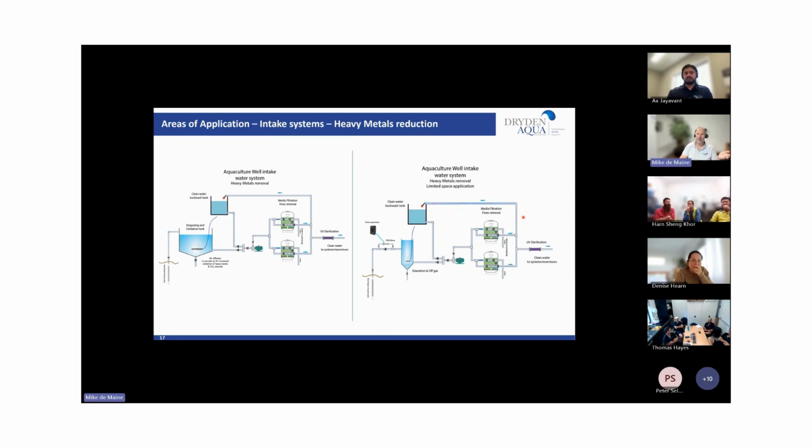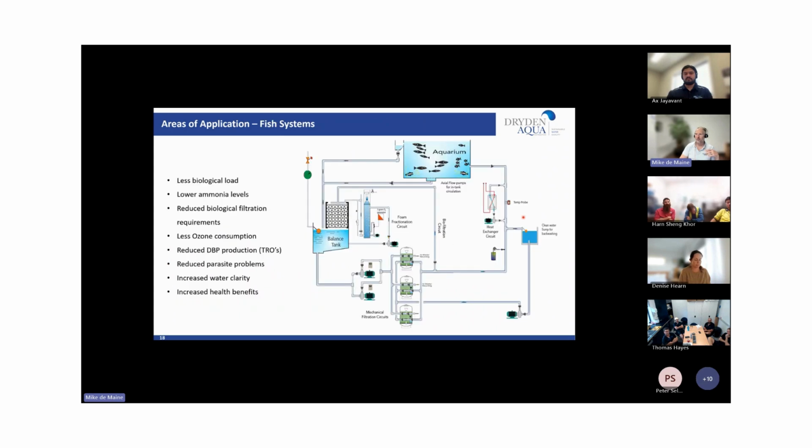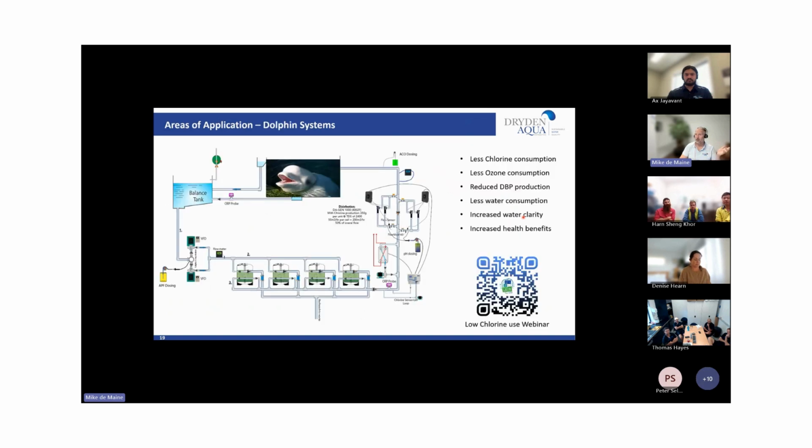When it comes to seawater intakes and heavy metals, we have a slightly different process, but we'll go through that. If you have those kinds of problems, let me know and we'll go through it with you. I'm just showing you some examples of what we do with the different systems. Then with the fish systems, this is aquariums particularly, recirculation systems, what we recommend. We have far less biological load in the systems, lower ammonia levels, and reduced biological filtration surface area required, which speaks to you guys, but I'm going to jump through these now because you're not aquarium people.